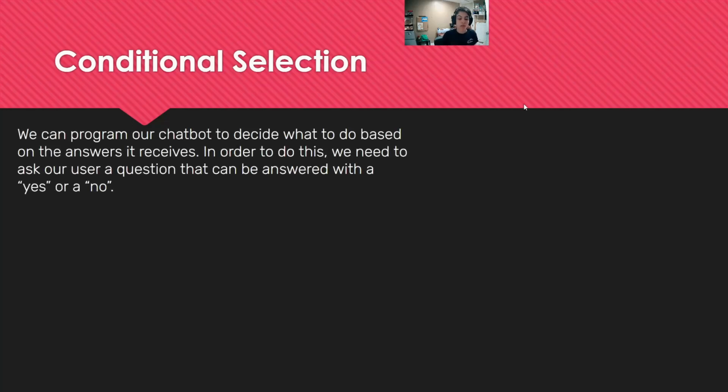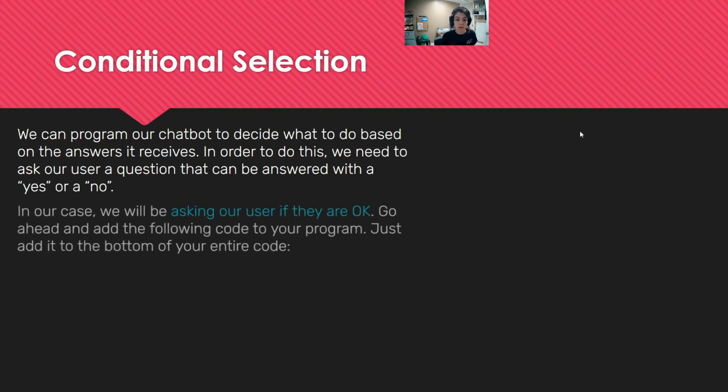Let's talk about conditional selections. We can program our chatbot to decide what to do based on the answers it receives. In order to do this, we need to ask our user a question that can be answered with a yes or a no. In our case, we'll be asking our user if they are okay.